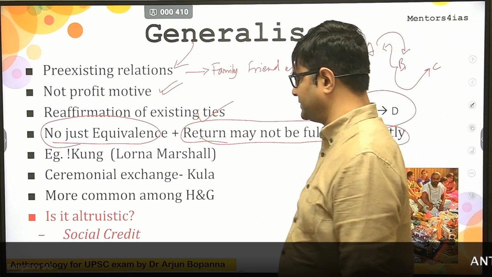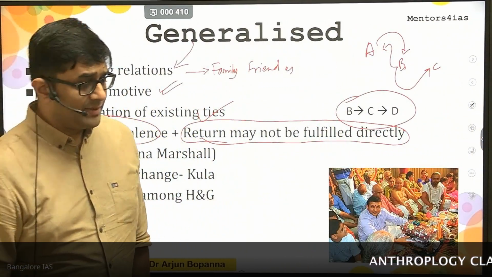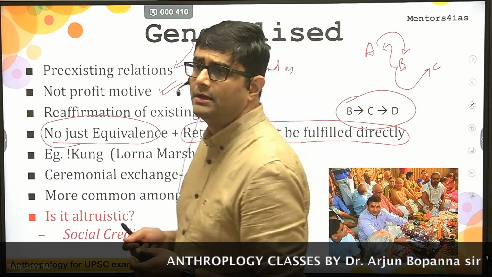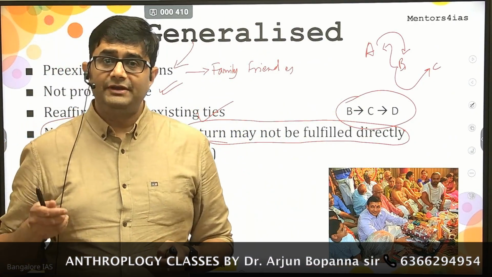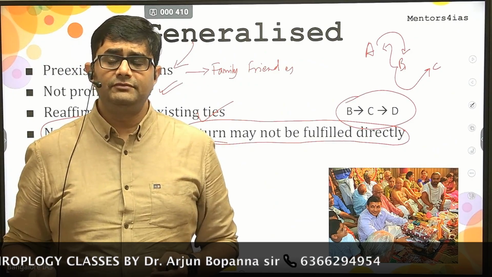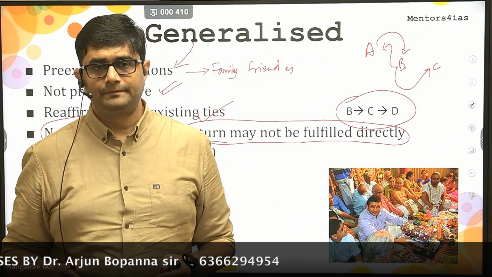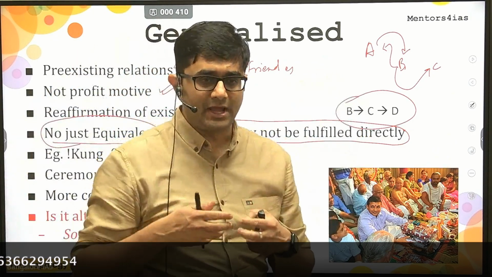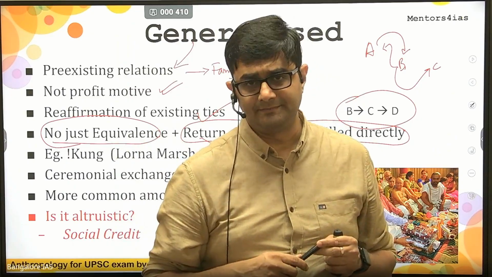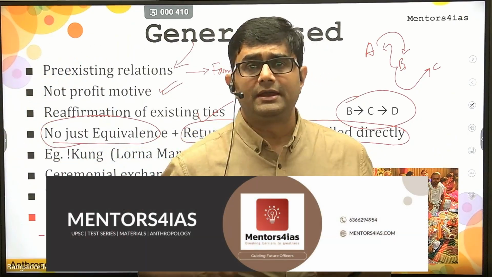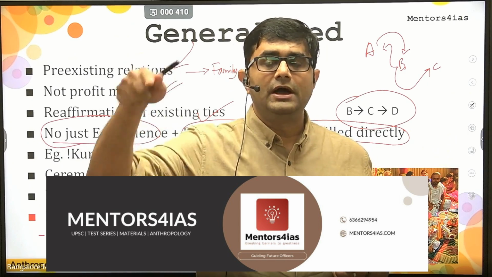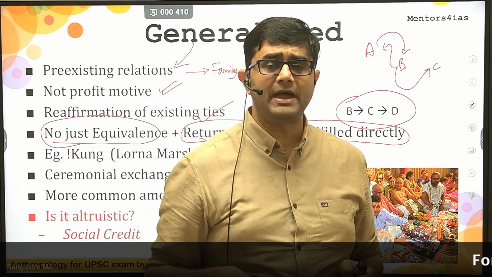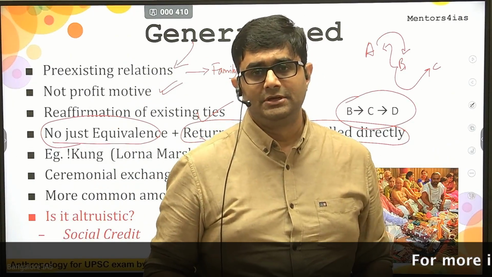For example, among the Kung Bushmen, as studied by Lorna Marshall. Here what happens is the Kung Bushmen go hunting. One person will go hunt and bring back the meat, and they will distribute it equally among all their relatives, even when the relatives did not participate in the hunt. Is that understood? Here they want to strengthen the bond. It's not like I went hunting, I got something, and I will sit and eat alone without giving anything. No, I will distribute it equally among all my relatives. And it's not like, I gave you something yesterday, so I expect you to give something back tomorrow. No, there is no expectation.